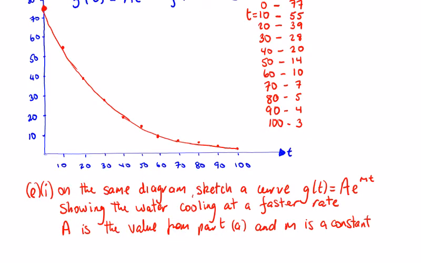Part E of this question, you're asked, on the same diagram, sketch a curve g of t is equal to ae to the power of mt, showing the water cooling at a faster rate, and a is the value from part A and m is a constant. Okay, so we have the same initial starting point, say here. It's going to cool faster, so it's going to come underneath the graph. So it's a sketch. Let me try and connect these lines. So faster rate coming in here underneath.